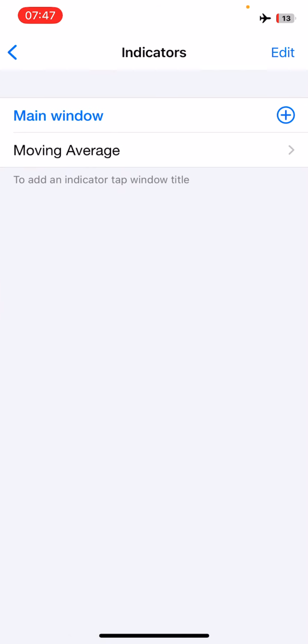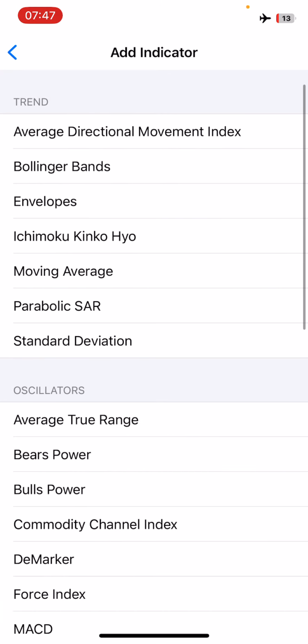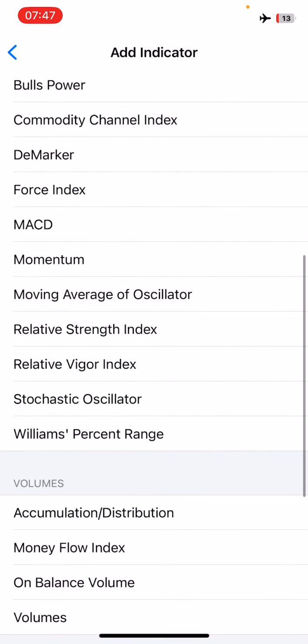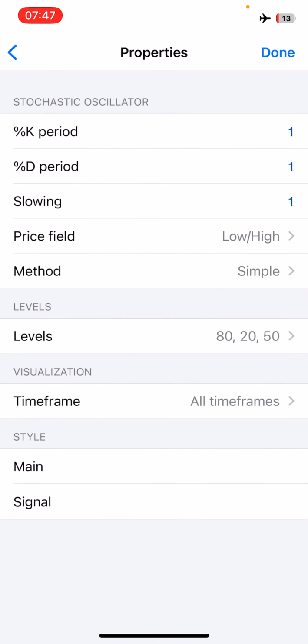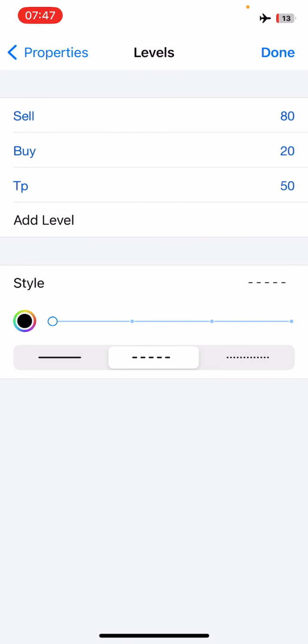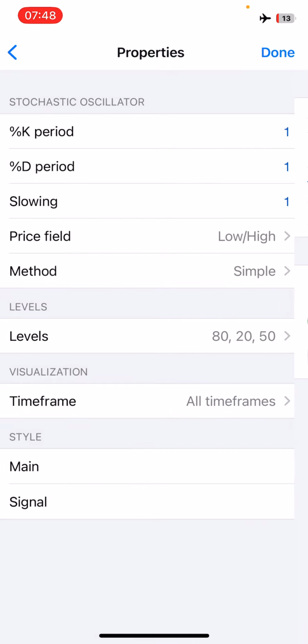Okay, the next indicator that I want to add is the stochastic oscillator. So I'm going to go to oscillators, then choose the stochastic oscillator, and this stochastic oscillator is going to have the following properties that you see on my screen. There's a percentage K period of 1, a percentage D period of 1 as well, a slowing of 1, price field low or high, method is simple. On the levels, this is very important. You're going to need level 80, level 20, and level 50. Our level 80 will be labeled as sell, and then our level 20 will be buy, and then our level 50 is our take profit, of course. And then I'll click done.